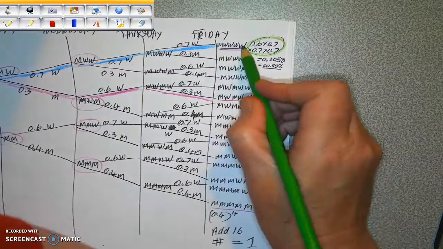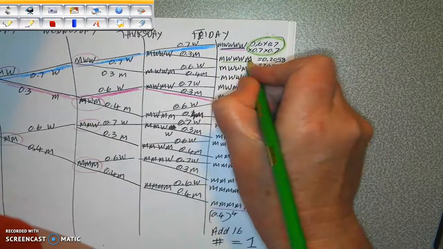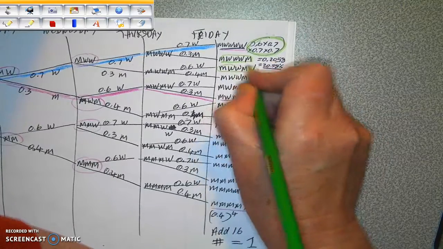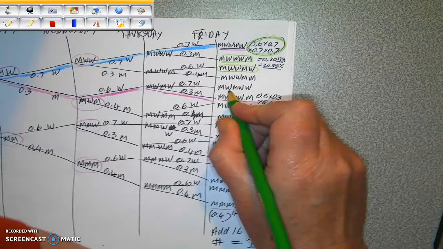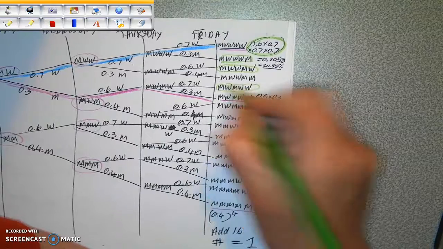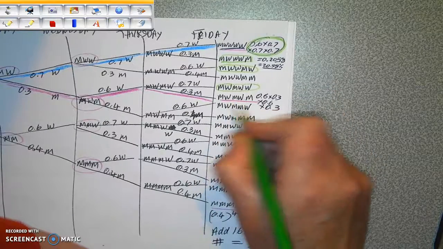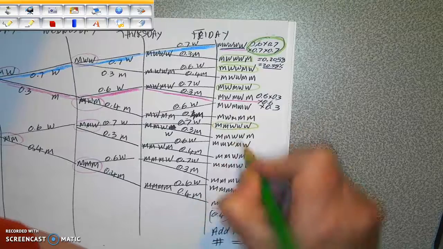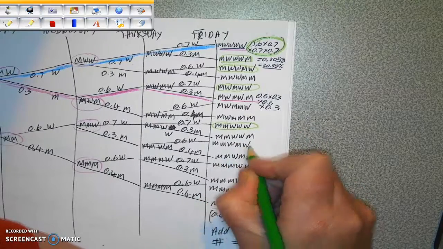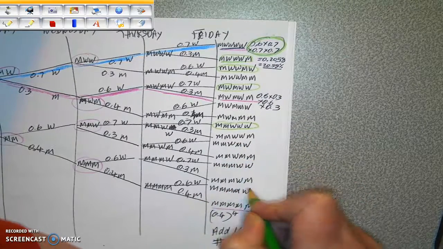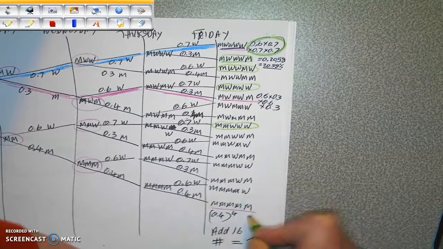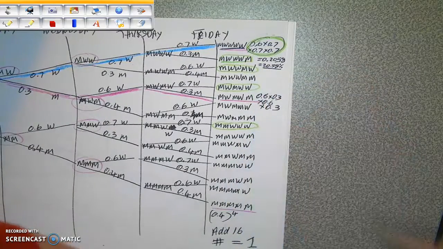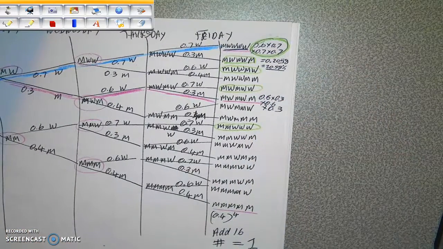So this has 4 Ws. This has 3 Ws. This has 3 Ws. Only 2 Ws there. This has 3 Ws. Only 2 Ws there. Only 2 Ws there. 1 W there. 3 Ws here. 2 Ws. 2 Ws. 1 W. 2 Ws. 1 W. 1 W. No Ws. So I'm seeing 4 outcomes where there are 3 Ws.